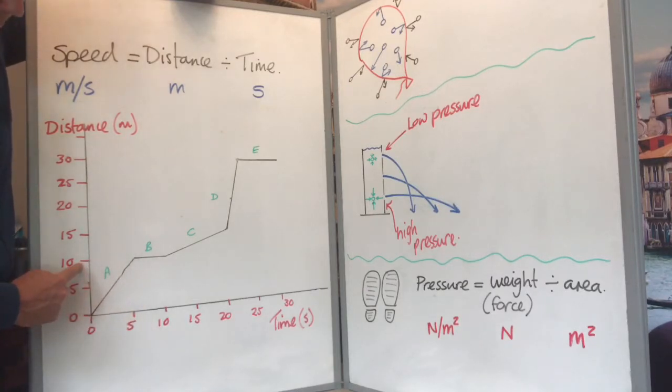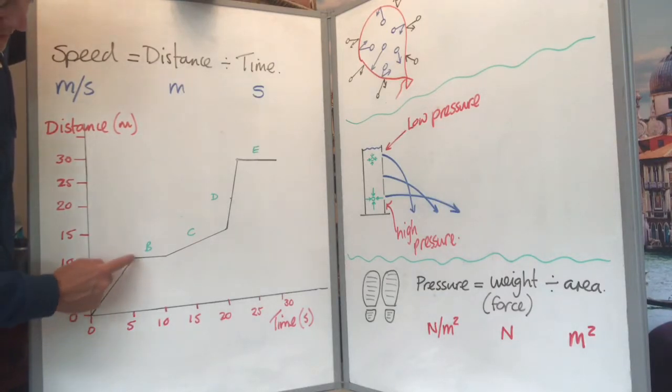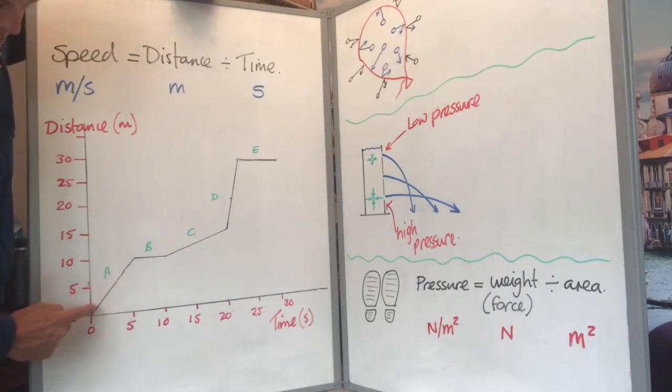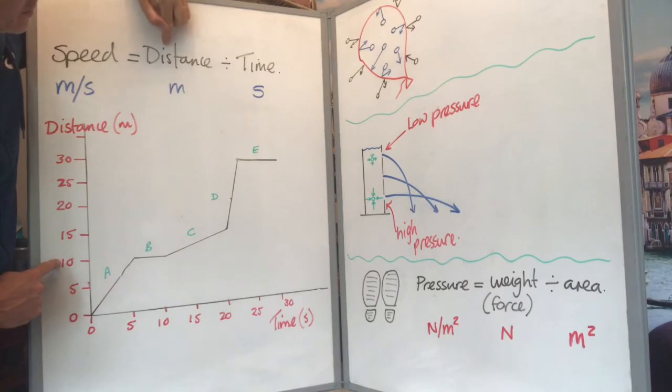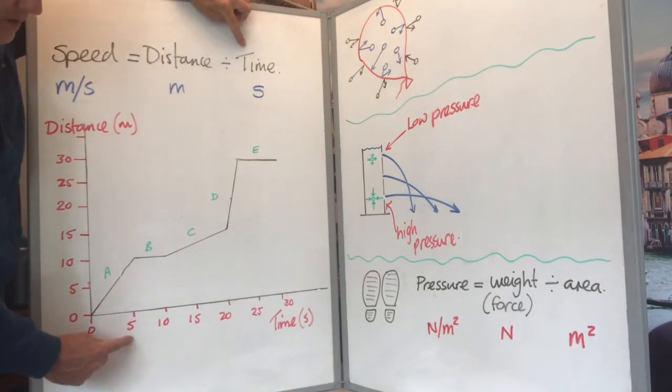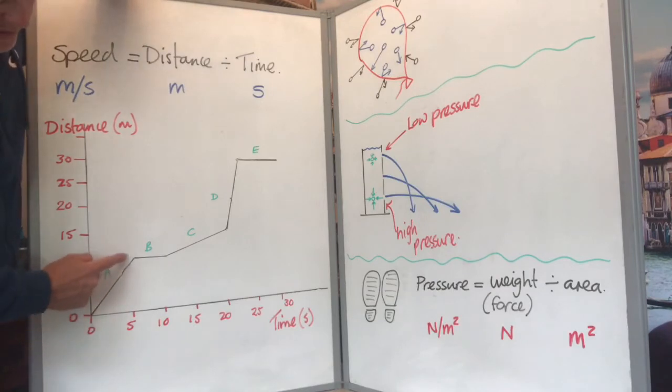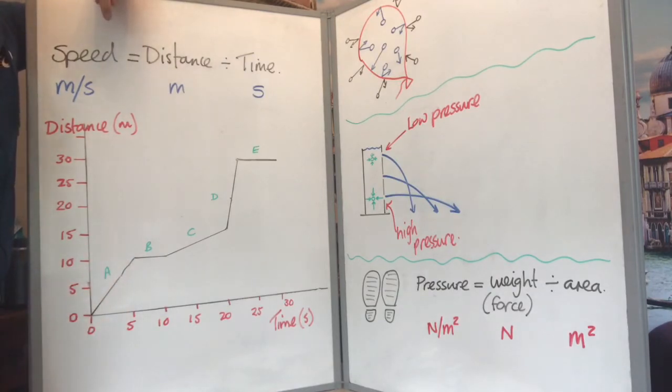10 meters. So we can work out or calculate the speed at this part of the journey, part A, by dividing the distance, which is 10, by the time, which is 5. So the speed for section A is 2 meters per second, 10 divided by 5.